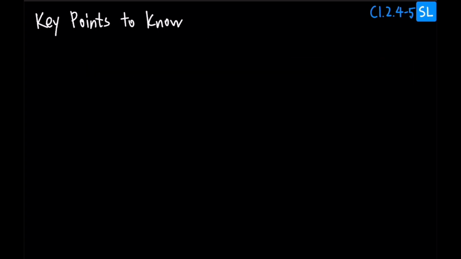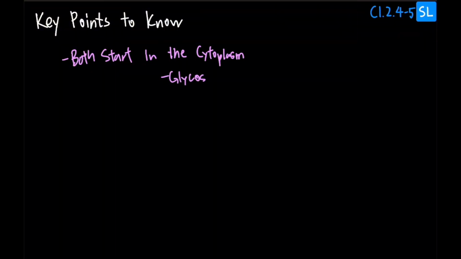All right, and here are just some key points to remember about anaerobic and aerobic respiration that will be helpful to both SLs and HLs, I think. So first of all, they both start in the cytoplasm. So they both use glycolysis in the cytoplasm. And next, you want to know that glycolysis breaks glucose down to pyruvate, which is a 3-carbon molecule.